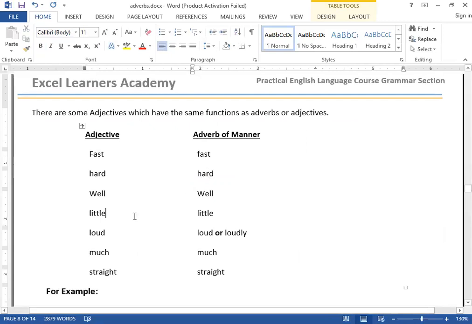Hard, well, little, loud, loudly, much, straight. The adverb forms are the same as the adjective forms. Like you cannot say hardly. Are you getting it? So how would you know? How would you come to know that in a sentence it functions as an adjective or it functions as an adverb?